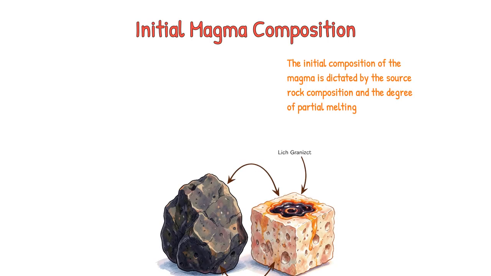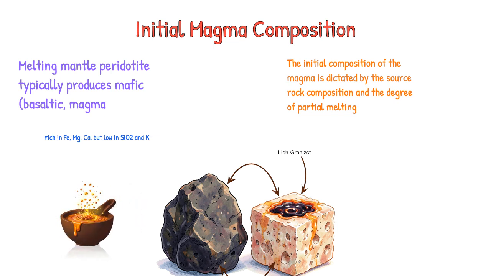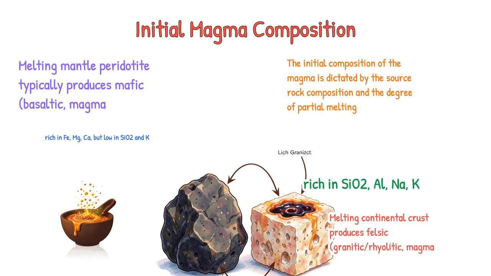The initial composition of the magma is dictated by the source rock composition and the degree of partial melting. Melting mantle peridotite typically produces mafic, or basaltic, magma rich in iron, magnesium, and calcium, but low in silica and potassium. Melting continental crust produces felsic, or granitic, or rhyolitic, magma rich in silica, aluminum, sodium, and potassium. Low degrees of partial melting yield magmas richer in incompatible elements, such as potassium, uranium, thorium, and rare earth elements.